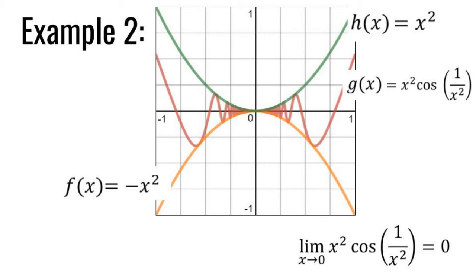Another example where we can use squeeze theorem is when we want to find the limit as x approaches 0 of the equation x squared cosine 1 over x squared. As vividly shown here, the orange function represents f of x, or negative x squared, and the green function represents h of x, or x squared, while the function g of x is in between. Similarly, the limit as x approaches 0 of the equation x squared cosine 1 over x squared is 0.